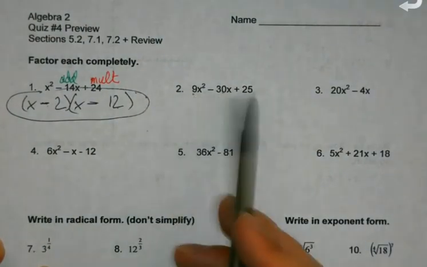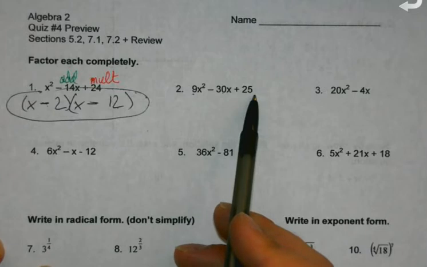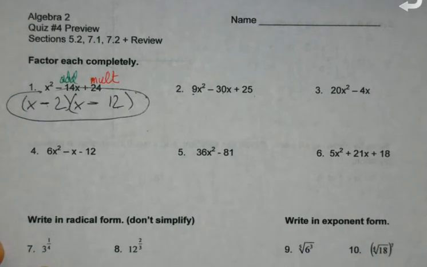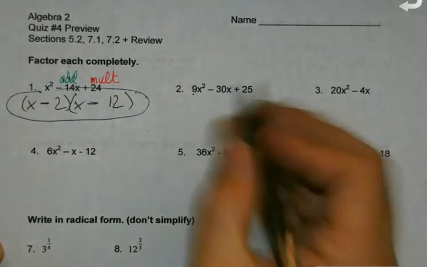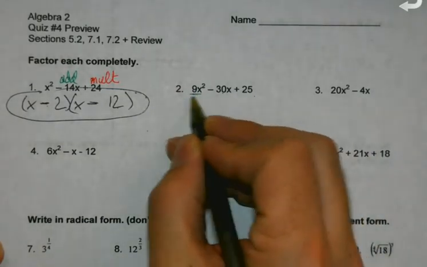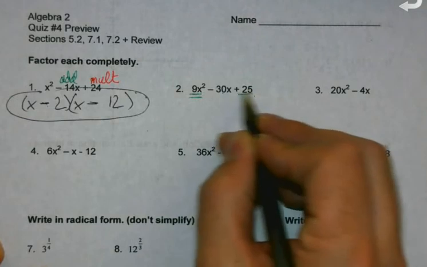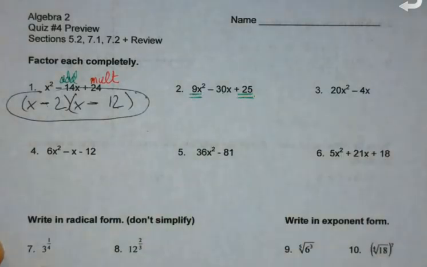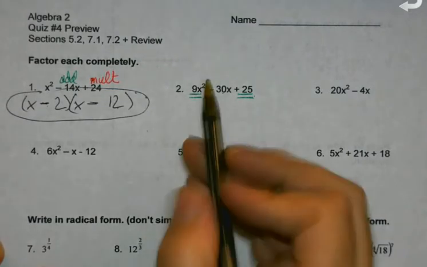Next one. Do all three terms have anything in common? No. What's that? We could do slide and divide. That's an option. One other thing I'll mention. Whenever you get three terms, if you look at the first and last term, and they're perfect squares, there is a quicker way than slide and divide. We'll take a look at both.